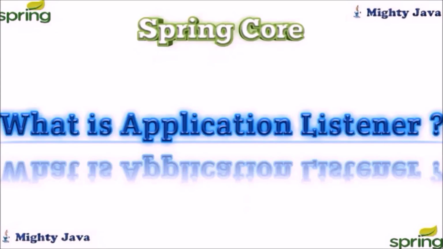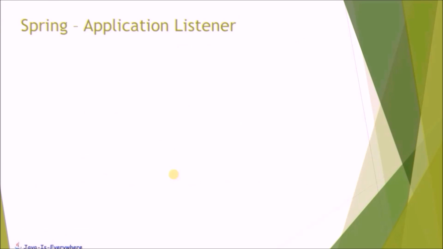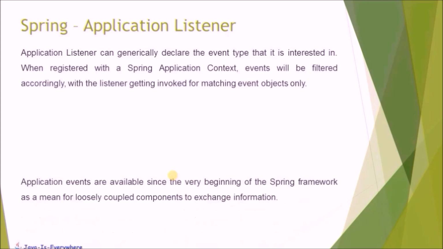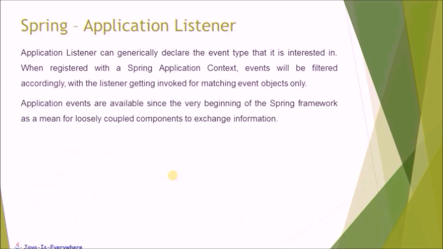In this video, we will see what an Application Listener is and how to use it. Spring Application Listener: an ApplicationListener can generically declare the event type that it is interested in when registered with the Spring application context. Events will be filtered accordingly, with the listener getting invoked for matching event objects only. Application events have been available since the very beginning of the Spring framework as a means for loosely coupled components to exchange information.